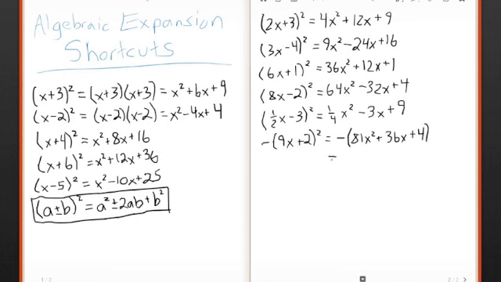But now we have to distribute the negative to everything. So everything will become negative. Negative 81x squared minus 36x minus 4.